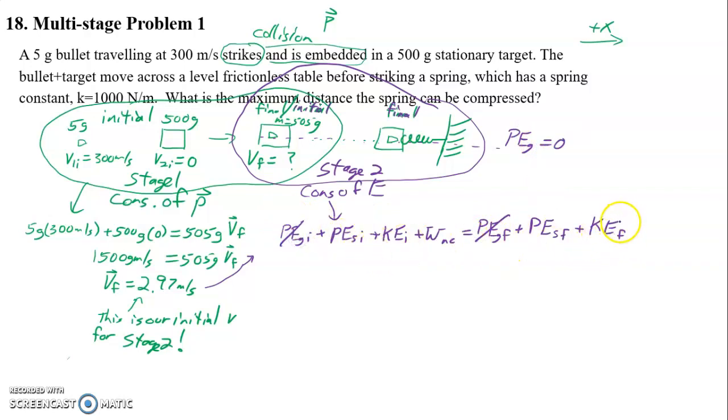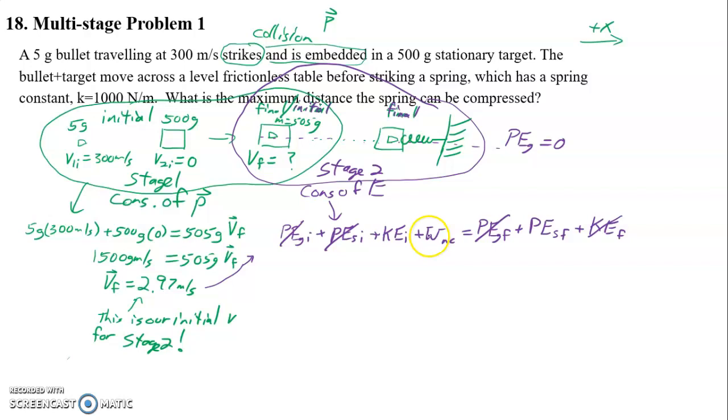It comes to a stop, and how do I know that? Well, I'm trying to find the maximum distance the spring can be compressed. If it were still moving to the right, the spring wouldn't be at its maximum compression. And if it were already moving back to the left, the spring would not be at its maximum compression. So that's 0. The spring is not compressed at all in the initial part. The object is still over here, hasn't touched the spring, so that's 0. And then the other part is that there's no work done by non-conservative forces.